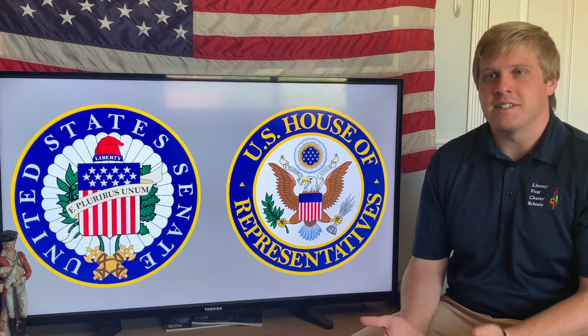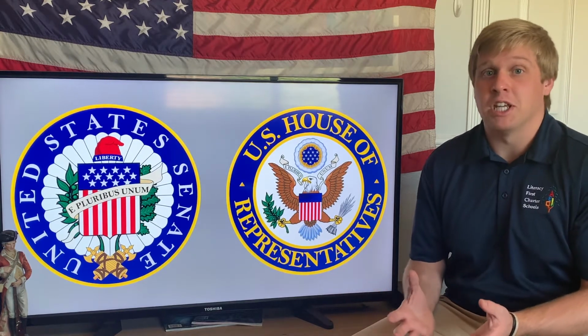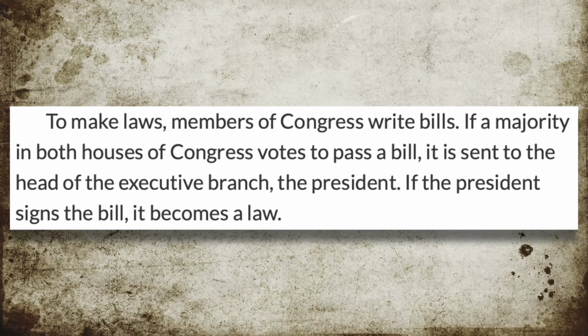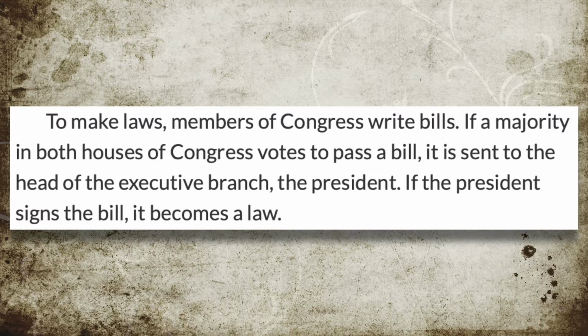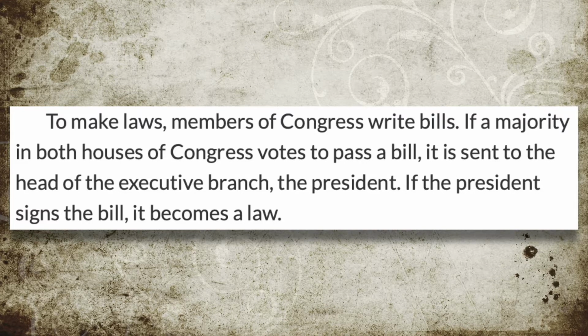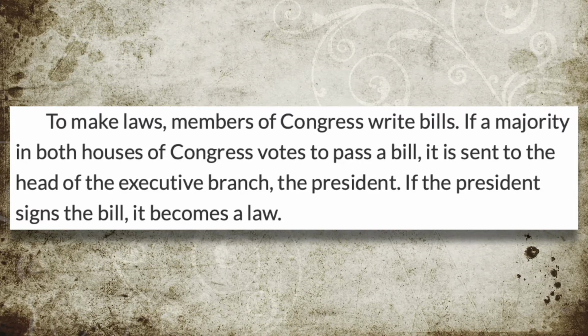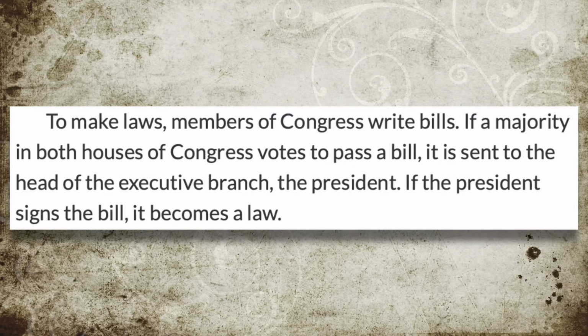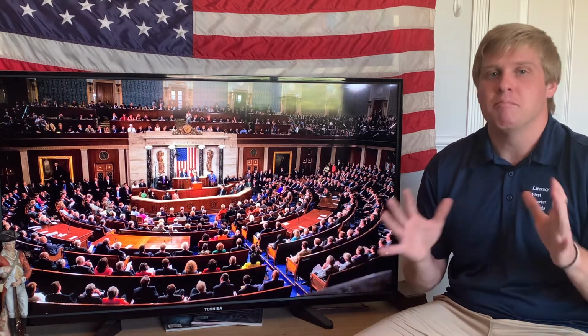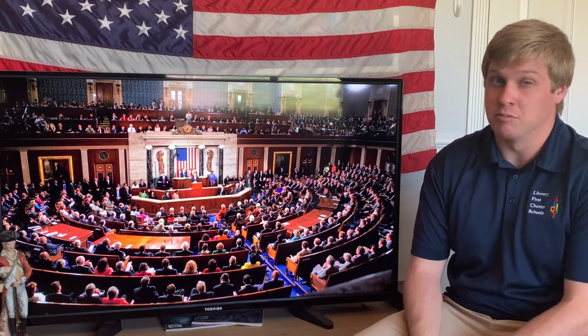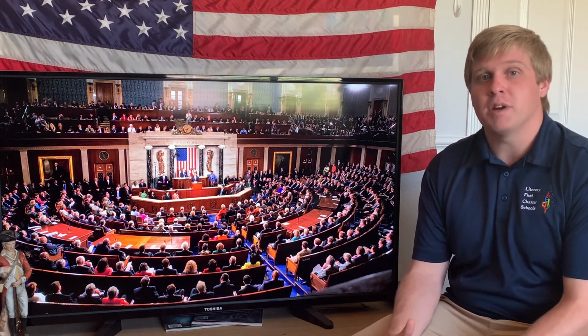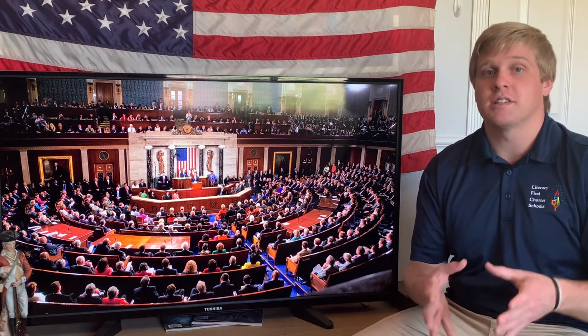Well, the text gives us a simple, really simple, explanation. To make laws, members of Congress write bills. If a majority in both houses of Congress vote to pass a bill, it is sent to the head of the executive branch, the president. If the president signs the bill, it becomes a law. See, easy as that. But if you're still confused, don't worry. A lot of adults are confused about it too. We'll talk more tomorrow about what the executive branch does, so for now let's focus on just the legislative branch.